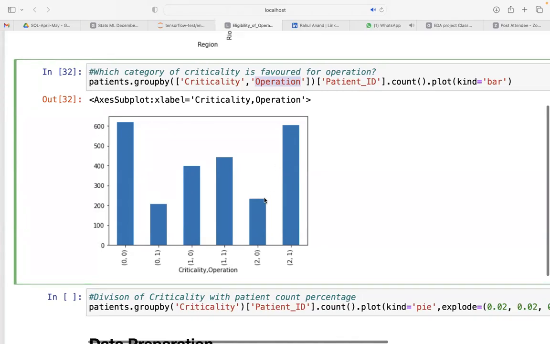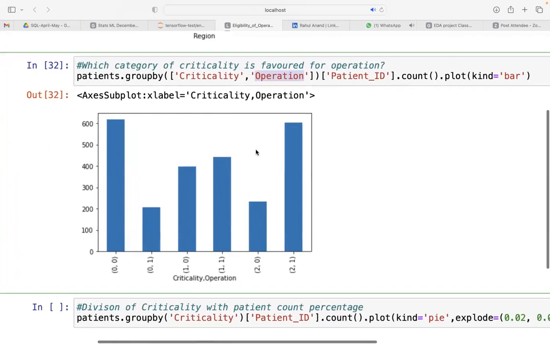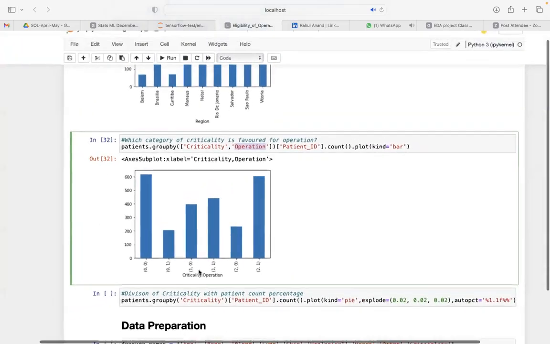So that's the imbalance we're getting, and this data makes absolute sense, because if the patient is highly critical, they should get the operation. If the patient's criticality level is low, they should be denied the operation, since there's no need for an operation. Does this make sense? Yes, Rahul. Cool.